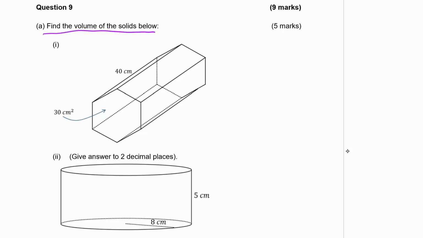Find the volume of the solids below. Now for this first one, we're actually given the end. So we know the volume is equal to the area of the end, and in this case that's 30, just times the length. So that's just going to be 1,200, and that's going to be in cubic centimeters.